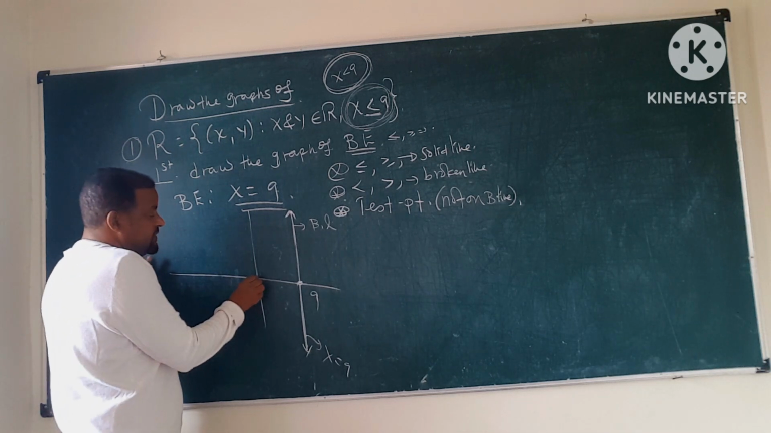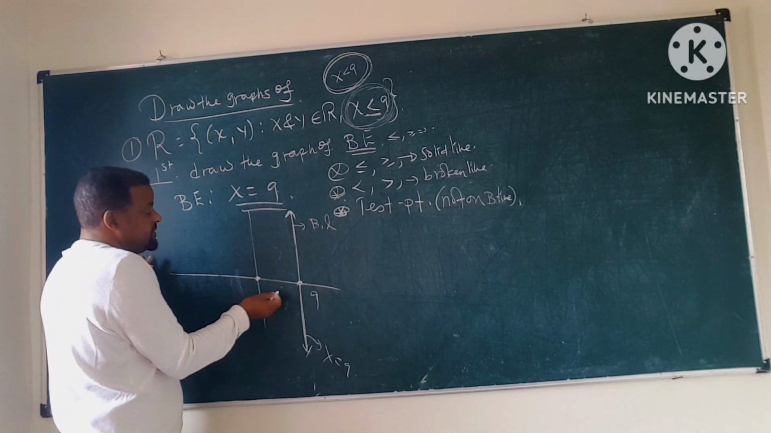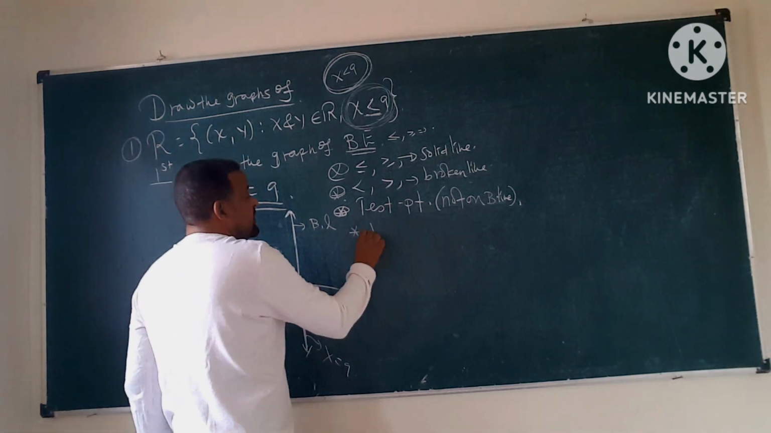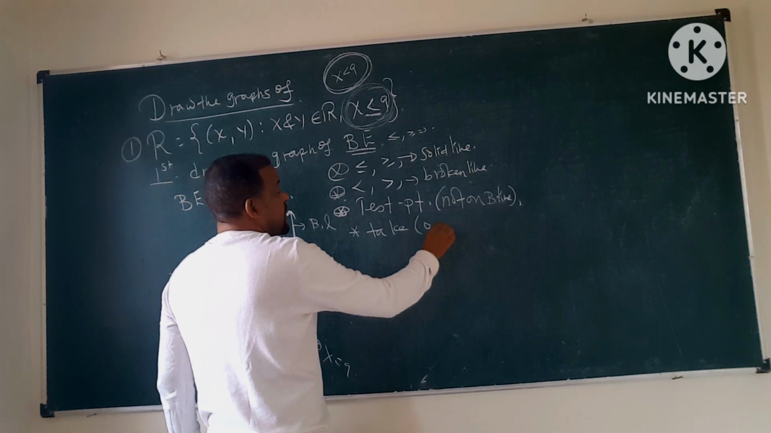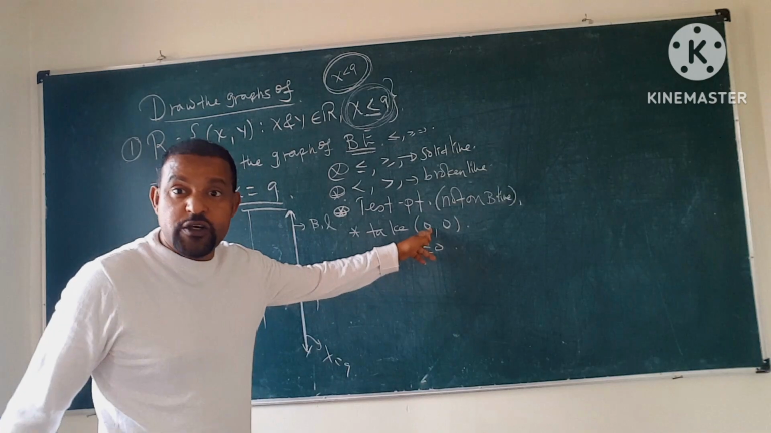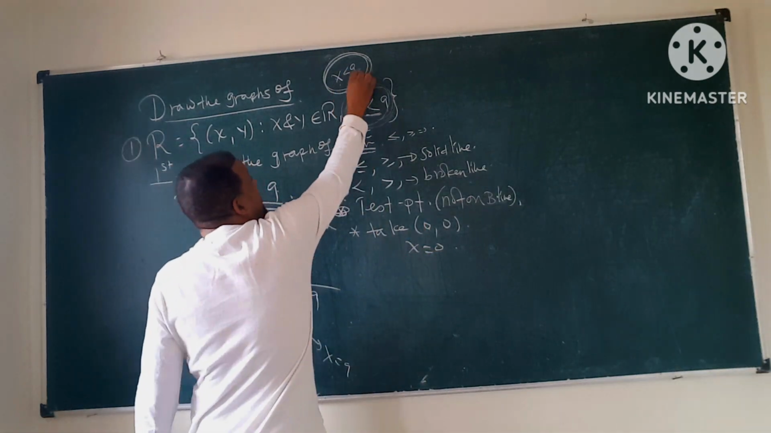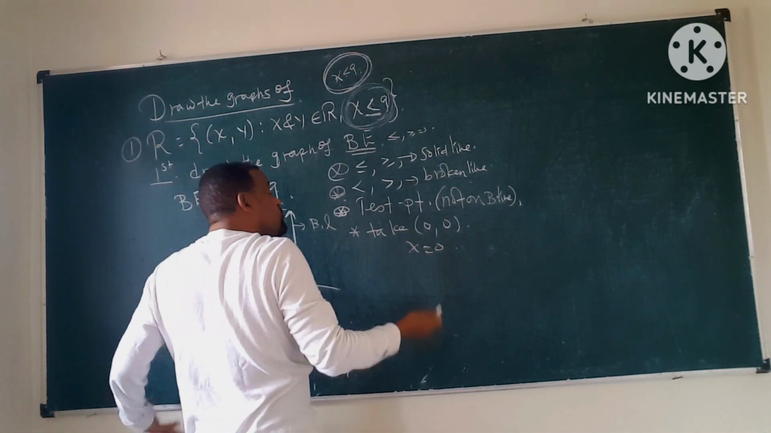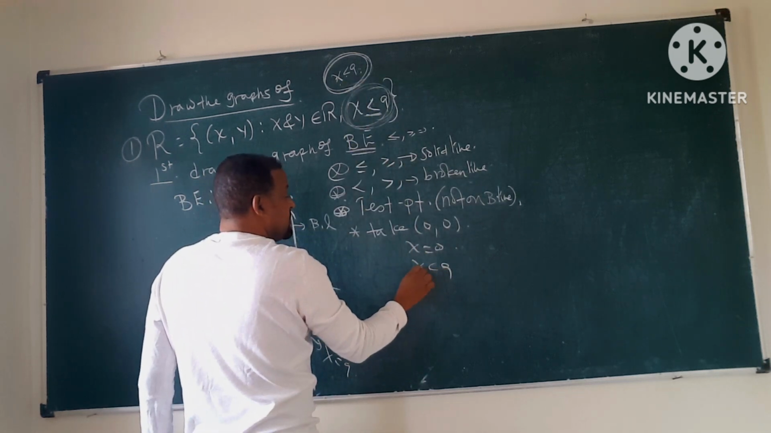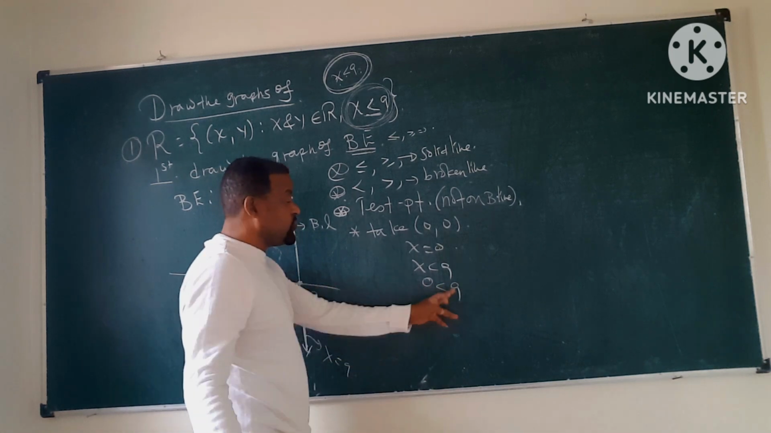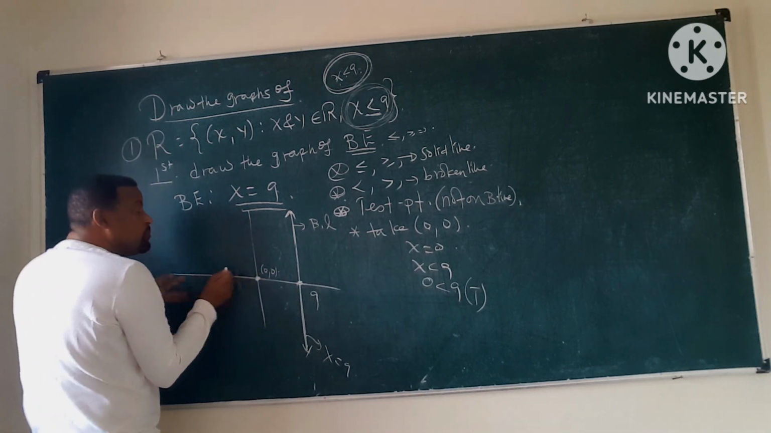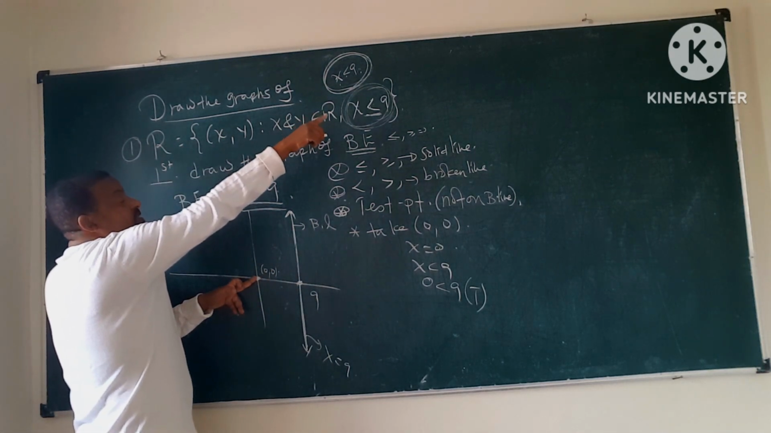For example, here it is, this point (0, 0). So our test point is (0, 0), so the value of x is 0. The relation says x is less than 9, so we insert it here and it gives us true or false. x is less than 9, so in place of x we put 0: 0 is less than 9. Is it true or false? It is true.